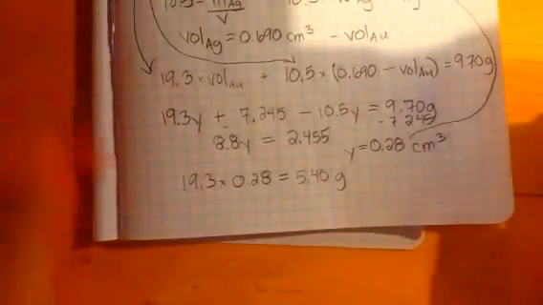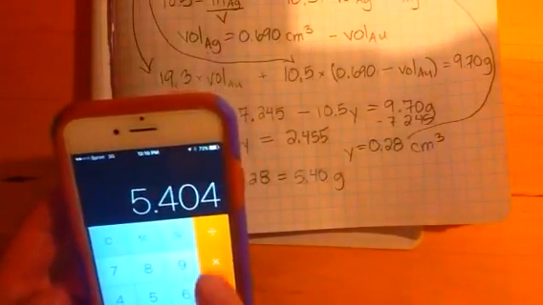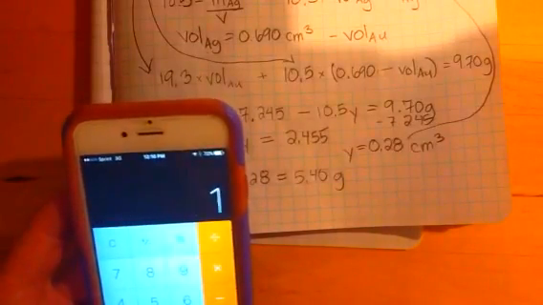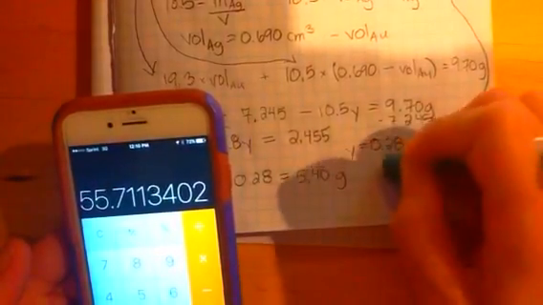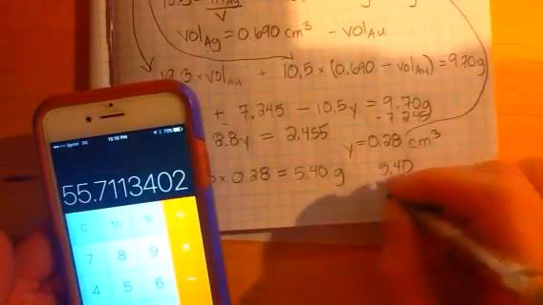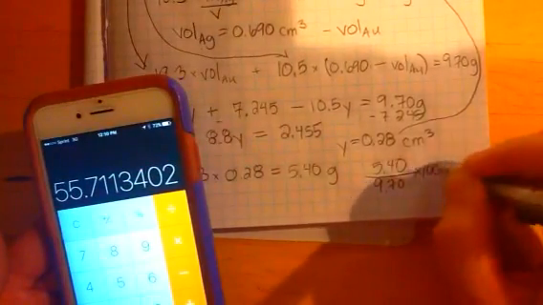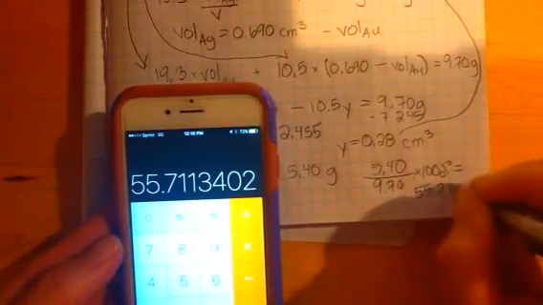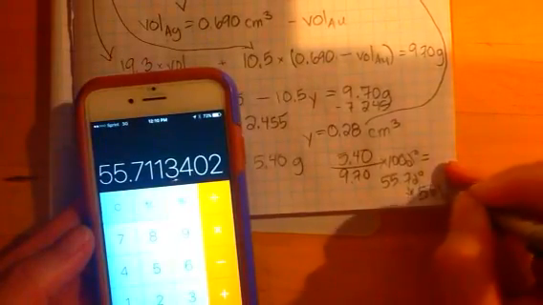So then our last step, because it's asking what percentage by mass it is, we have 5.404. We're going to divide that by 9.70 and multiply that by 100. To find out our percentage mass, we take the mass of the gold, divided by 9.70, multiplied by 100%, and we end up with 55.7%. Moving to sig figs, we would then round that to 56%.